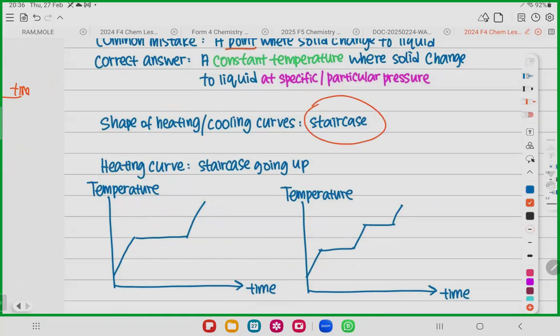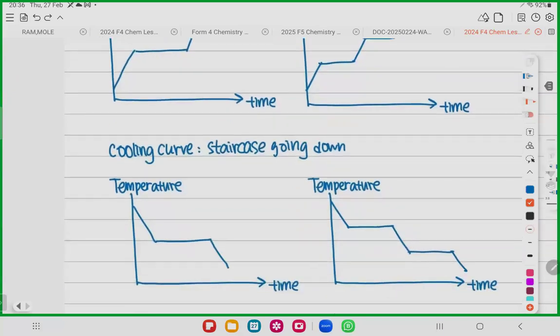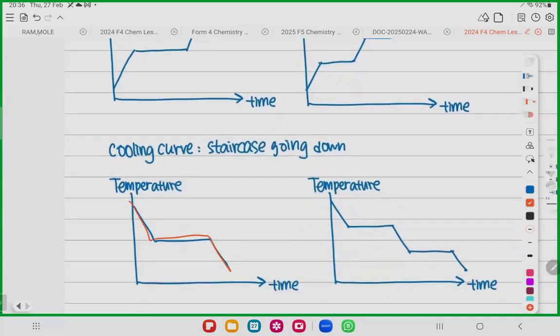Staircase. So the heating curve is a staircase that goes up. You see, staircase goes up. The cooling curve is a staircase that goes down. You see, staircase going down. So heating curve, staircase goes up; cooling curve, staircase goes down.